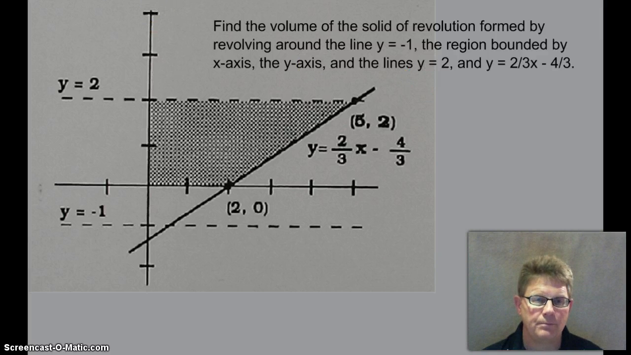Alright, here we go. Find the volume of solid revolution formed by revolving around the line y equals -1, the region bounded by the x-axis, the y-axis, and the lines y equals 2 and y equals 2/3 x minus 4/3.